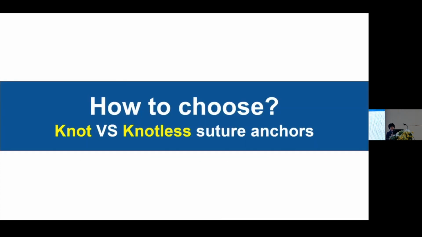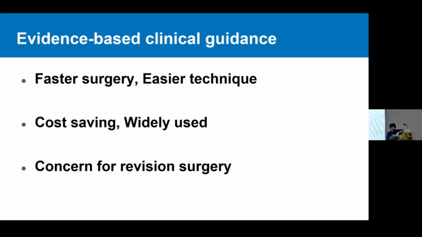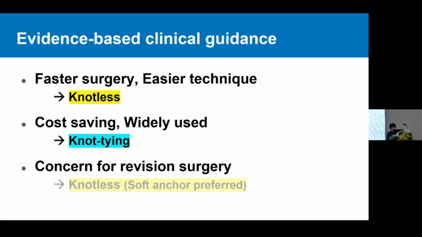So how to choose between knot tying suture anchors or knotless suture anchors? From the evidence-based clinical guidance, I would suggest that if you want faster surgery and an easier technique, it's better to use the knotless suture anchors. If you want a cost-saving and widely used procedure, the knot tying suture anchor may be your answer. And if you're concerned about revision surgery, it's better to use the knotless suture anchors, and the soft anchor is preferred.